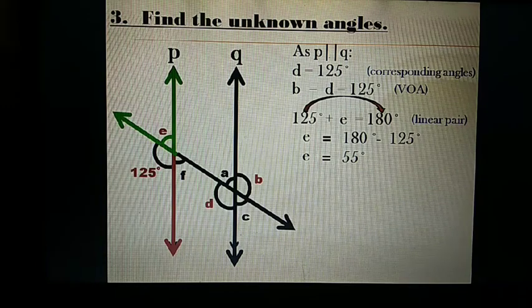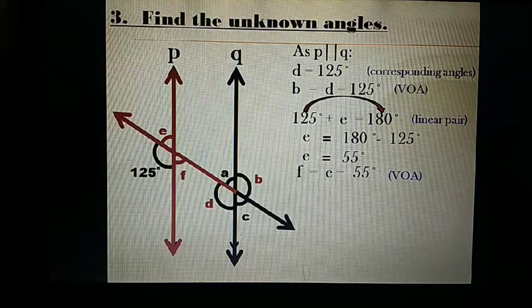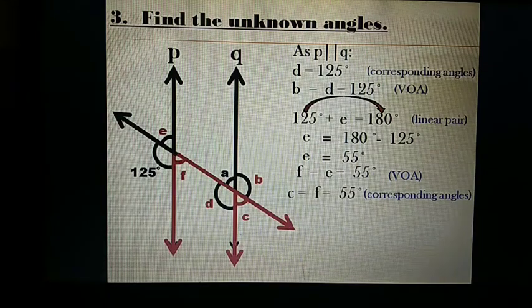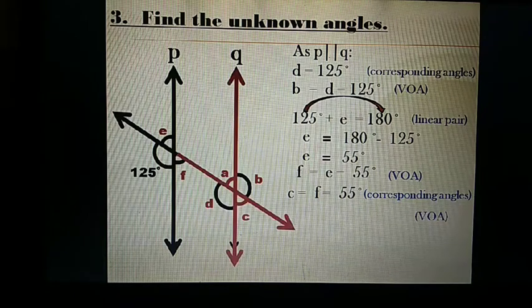Once the value of E is known to you, we can easily find the value of F as they both are vertically opposite angles. So both are the same. Now F is right of P, below the transversal. C is also right of Q, below the transversal. So F and C are the same. Again, the value of C is 55 degrees. Now as C is known to you, we can easily find the value of A, which is a vertically opposite angle. And thus A is also 55 degrees. Like this, by using the properties, we can easily find the unknown values.